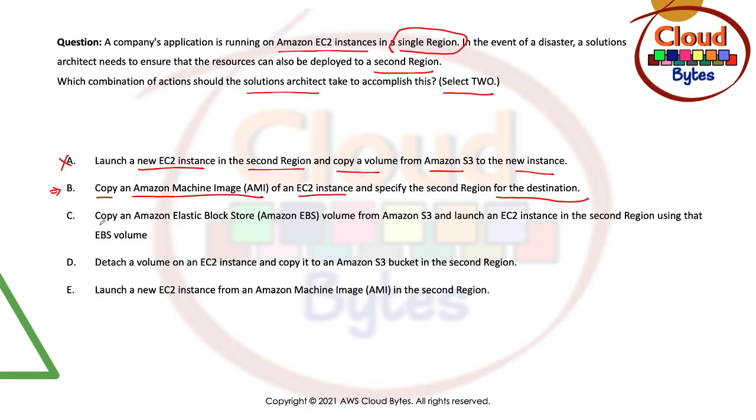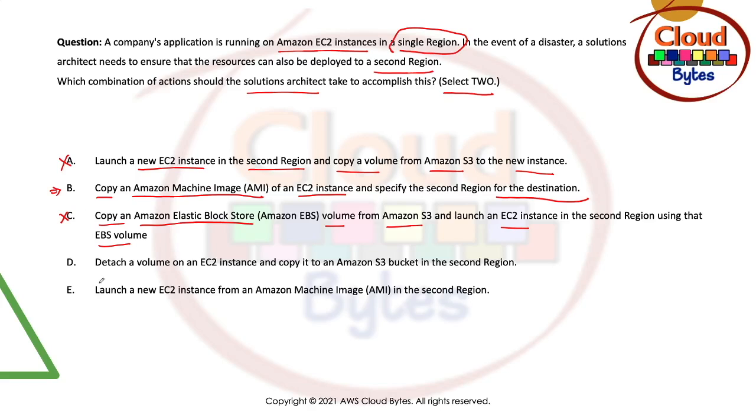Option C: copy an Amazon Elastic Block Store, or EBS, volume from S3 and launch the EC2 instance in the second region using the EBS volume. This is again the same thing. You cannot create an EBS volume directly using Amazon S3, so it's a plain incorrect option.